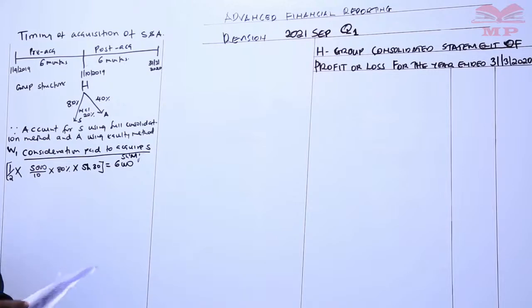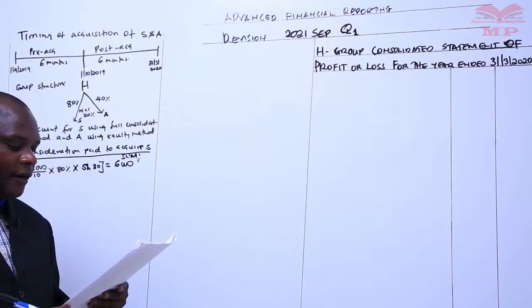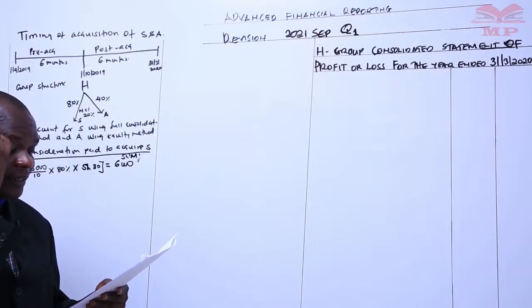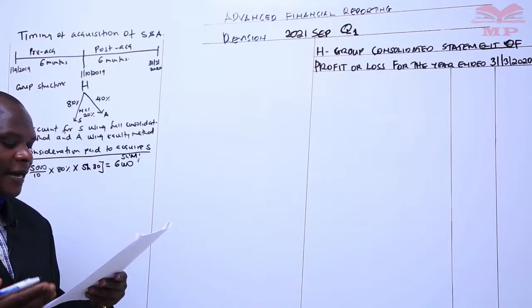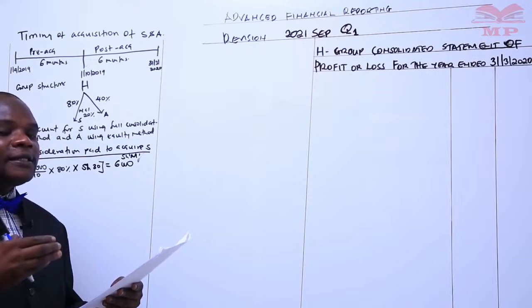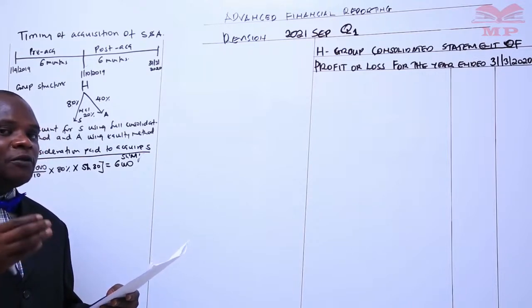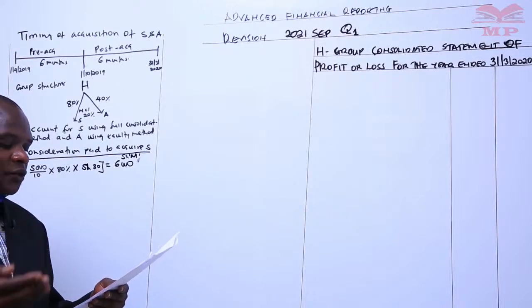Proceeding further, you're told that in addition, H agreed to pay a further amount of 25 shillings per acquired share in S on 1st October 2021. We are acquiring in 2019 and this consideration is being paid by cash in 2021. Now, we call this deferred consideration because it is to be paid by H at some future date, that is in 2 years.